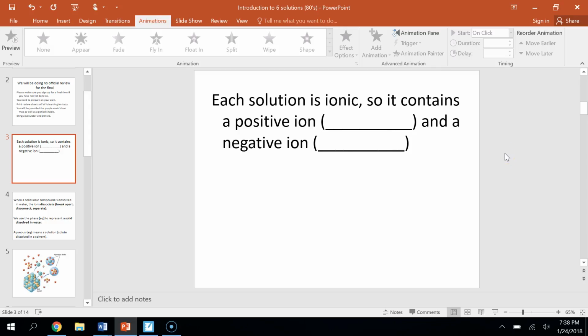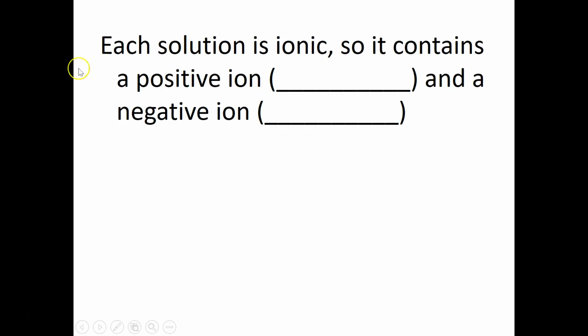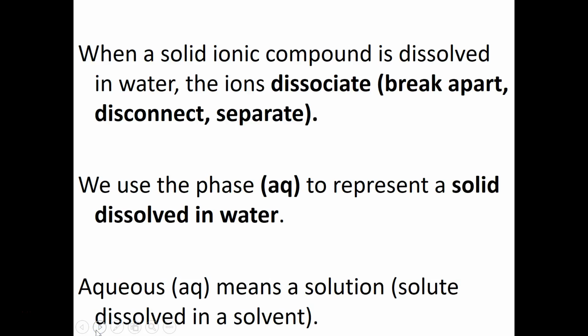So, of these 6 solutions as a part of this lab, they are all going to be ionic. Okay? So what that means is that it contains a positive ion, and in the parentheses there, it's a cation, and a negative ion, which is called an anion. Okay, so when a solid ionic compound is dissolved in water, the ions dissociate. In other words, they break apart, disconnect, or they separate. So we're literally going to be taking different compounds, mixing them with water, and when they're mixed with water, they break apart into 2 ions.